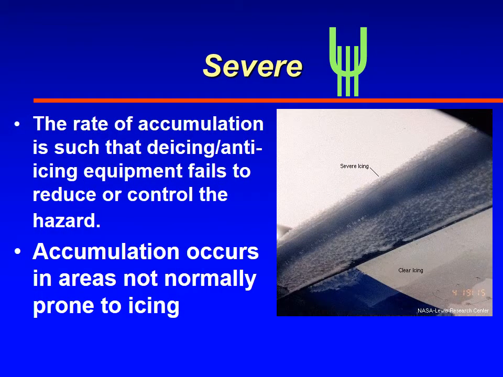Severe ice, there's the symbol for severe ice. It's such that the rate of accumulation is that the anti-icing and de-icing equipment can't keep up or reduce the hazard. So in other words, you're getting it much faster than you can get rid of it. And you start to see ice accumulate on regions that are not normally prone to icing.